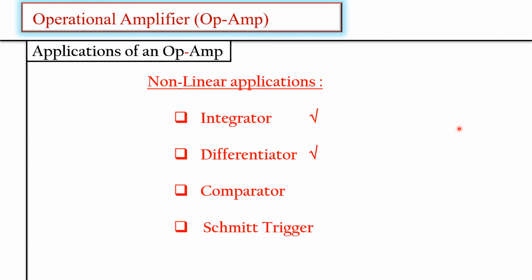Why are these called nonlinear applications of op-amp? Because the circuits in which the shape of the output signal is different from that of the input signal are called nonlinear circuits. So all these circuits are nonlinear circuits. Nonlinear applications are integrator, differentiator, comparator and Schmitt trigger, because the output signals are different from the input, so they are called nonlinear applications.